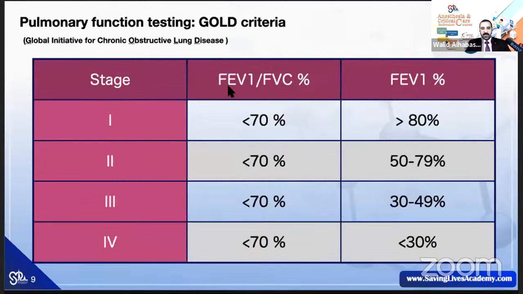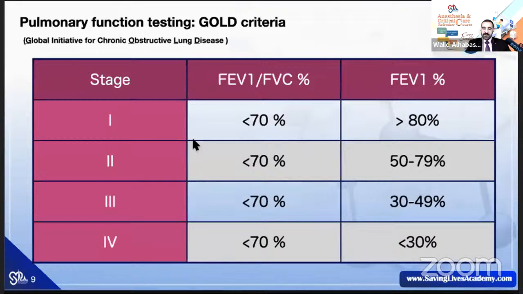FEV1 is the forced expiratory volume in the first second. FVC is the forced vital capacity. If you divide the first by the second and you get less than 70%, you by definition have COPD. But what is the degree? That is classified according to the forced expiratory volume in the first second.